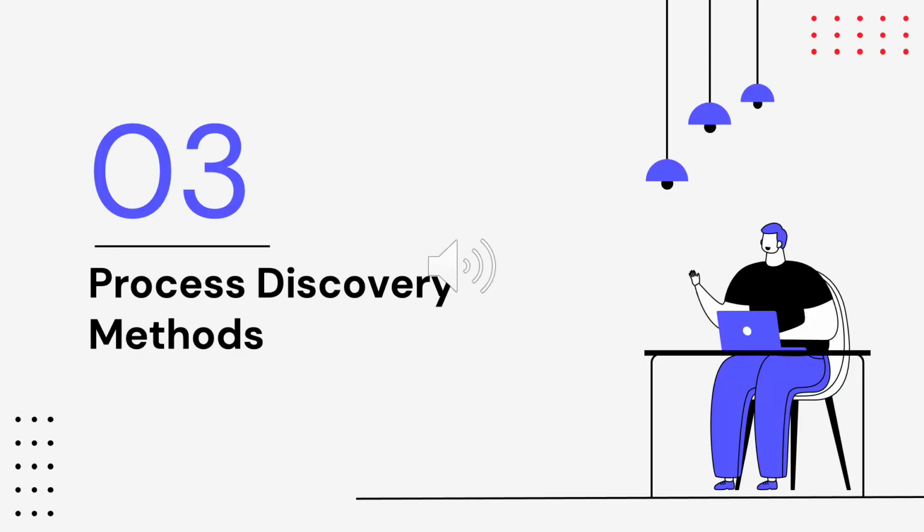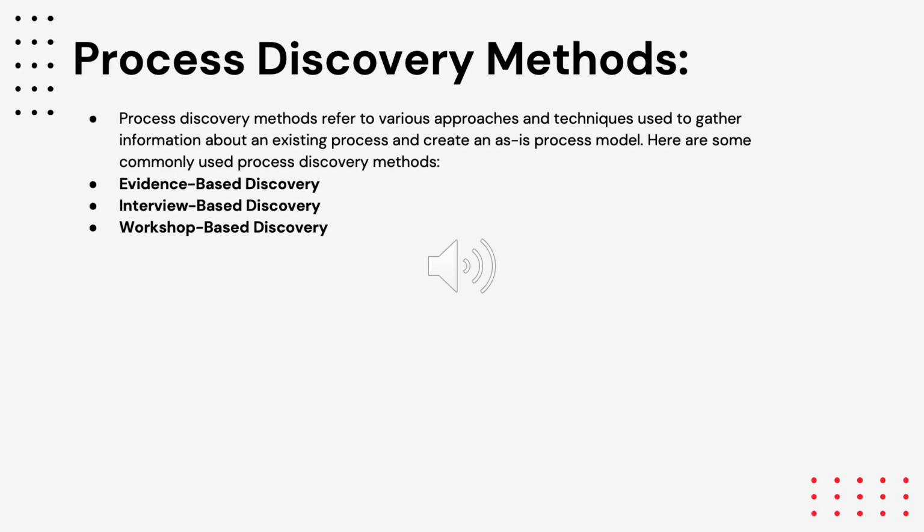In the third section, we're going to discuss the various process discovery methods and their strengths and weaknesses. In this slide, we're going to discuss the process discovery methods. The process discovery methods refer to various approaches and techniques used to gather information about an existing process and create an as-is process model. Here are some of the commonly used process discovery methods. They are evidence-based discovery, interview-based discovery, and workshop-based discovery.